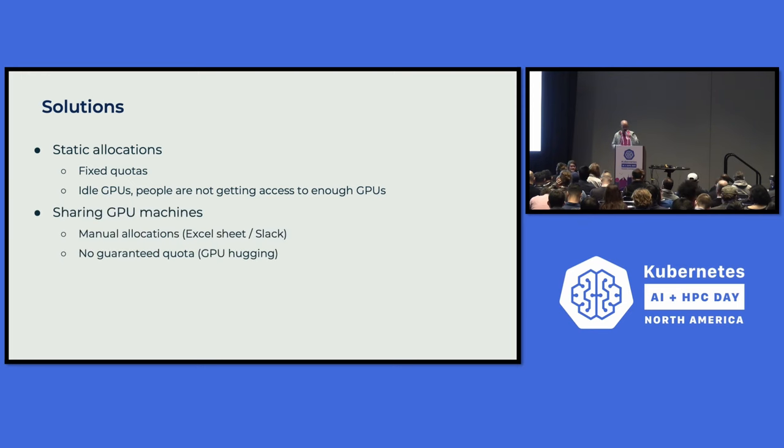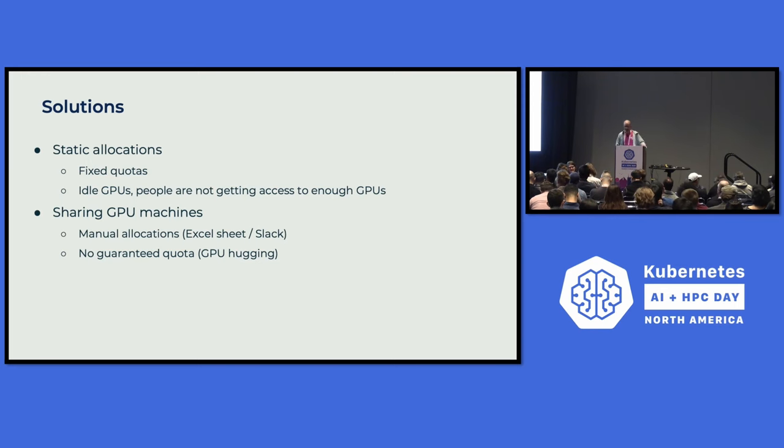The second solution that we see is teams trying to share GPU machines between themselves in a manual way, with Excel sheets or through a Slack channel, just coordinating between themselves. And doing that is not fun, first of all, doing manual allocation. But then we also see a problem that we call GPU hogging. People don't want to let go of their GPUs because if they did, they would need to fight to get them back because someone else would take them. So we're seeing this absurd situation where people are hogging their GPUs, not actually using them, while other people in the team are just waiting to get access to GPUs.